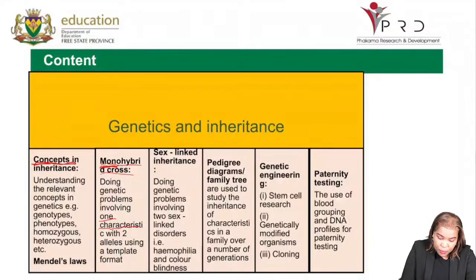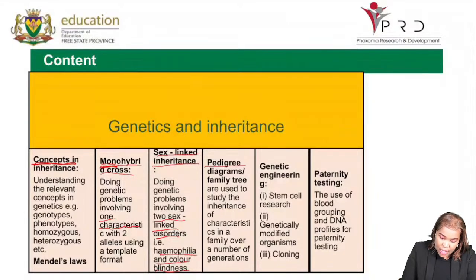And also sex-linked inheritance. Here you must be able to do genetic problems involving two sex-linked disorders that we have studied this year. And those are hemophilia and color blindness. I know most of you are making a mistake when you are doing a genetic cross. We will talk about it. You think everything is sex-linked. You use the X and the Y. We are going to deal with that problem today.